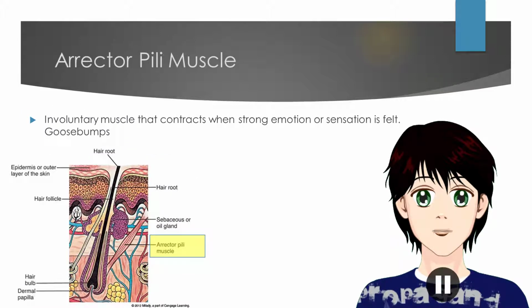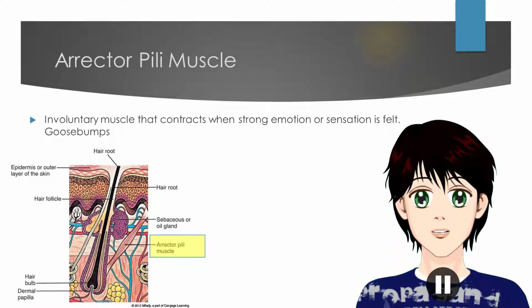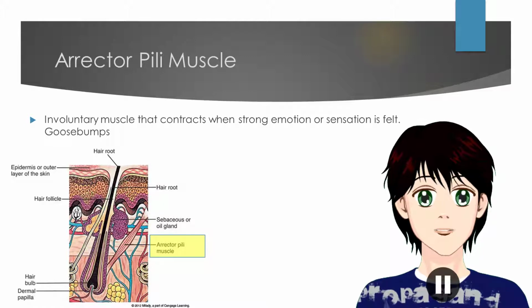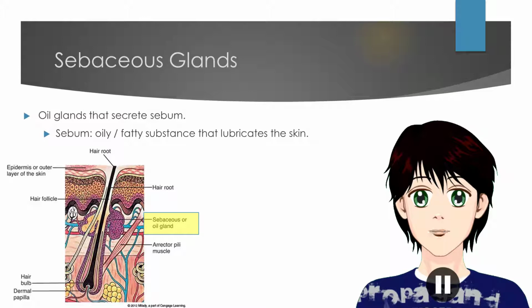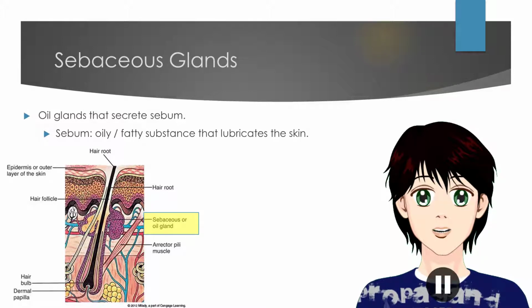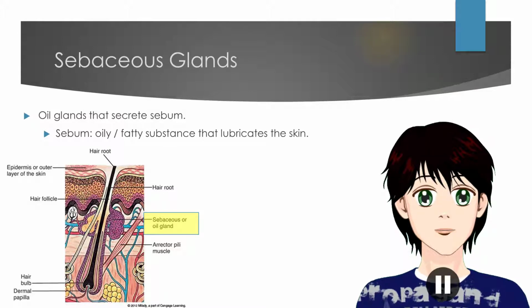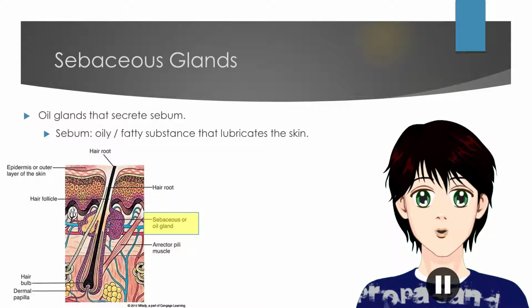The erector pili muscle is the small, involuntary muscle located in the hair follicle. When you sense strong emotions, such as fear or cold, this muscle will contract, causing the goosebumps that make the hair stand straight up. The sebaceous glands are the oil glands that secrete sebum. Sebum is the oily substance that helps to lubricate and protect the hair and skin.